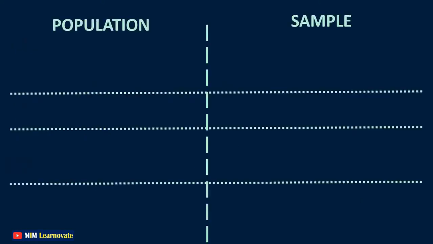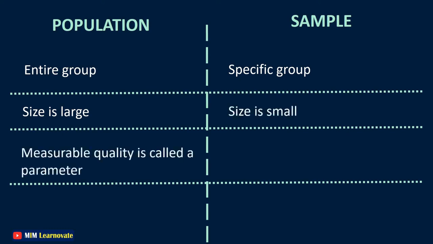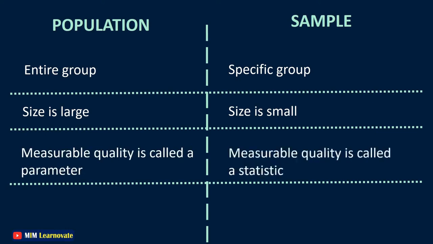Difference between population and sample. A population is the entire group that you want to draw conclusions about. On the other hand, a sample is a specific group that you will collect data from. The size of the population is large, whereas the size of the sample is always smaller than the total size of the population. In population, the measurable quality is called a parameter. On the other hand, in sample, the measurable quality is called a statistic. The population is a complete set, whereas the sample is a subset of the population.